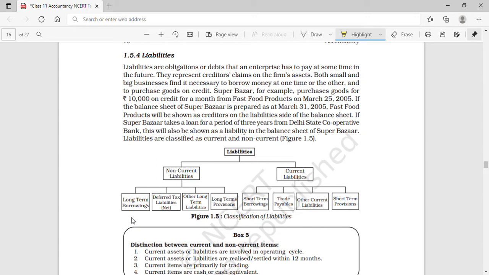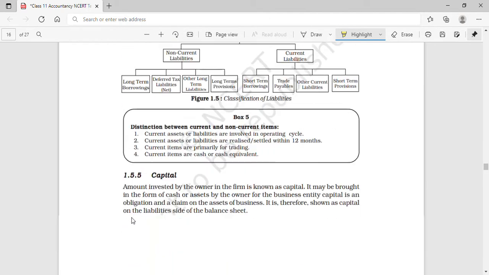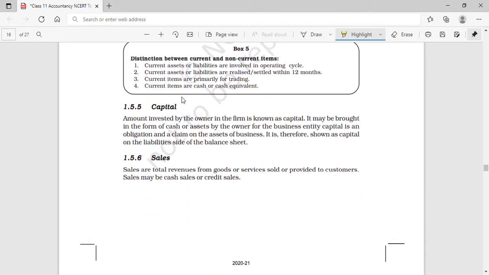Current liabilities are what you have to pay quickly, like your short-term borrowings, your trade payables, and your other current liabilities. Whereas your non-current liabilities are long-term borrowings and your deferred tax liabilities, just the opposite of your deferred tax assets.